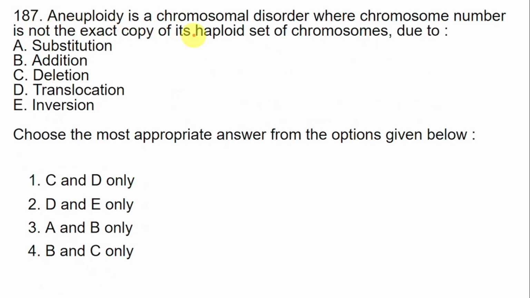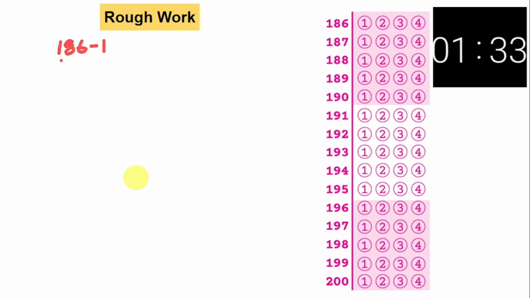187. Aneuploidy is a chromosomal disorder where chromosome number is not the exact copy of its haploid set of chromosomes due to. So it is asking what is the reason. So it is not exact copy because there is either gain or loss of chromosome. So gain is shown by addition and loss by deletion. Substitution, translocation, inversion cannot be the answer. It doesn't change the number. Okay, so B and C are the causes. So B and C is the answer. Option number 4. 187 is 4.